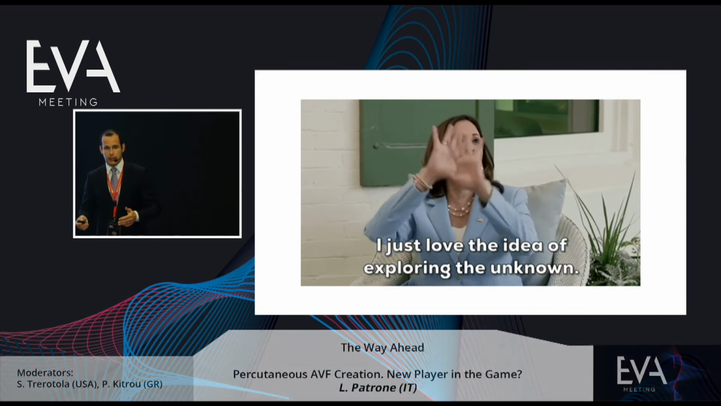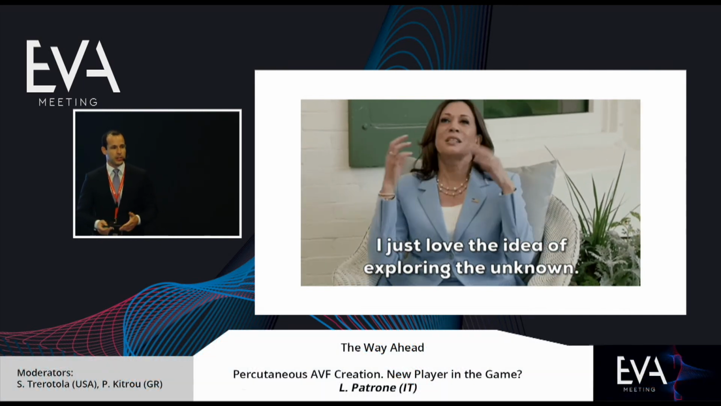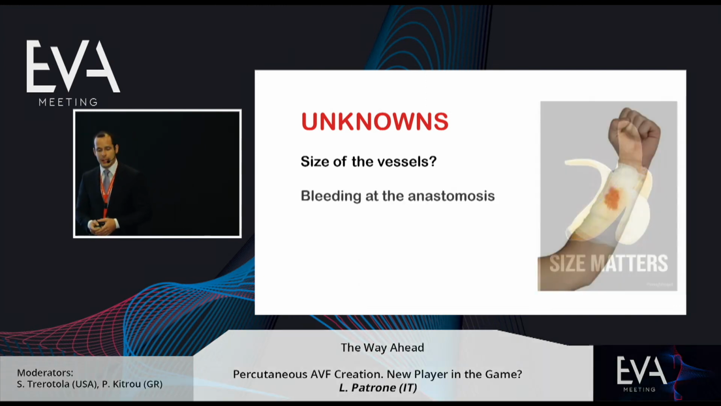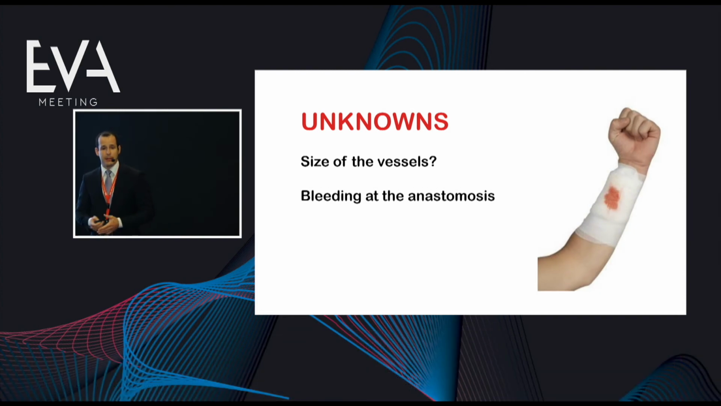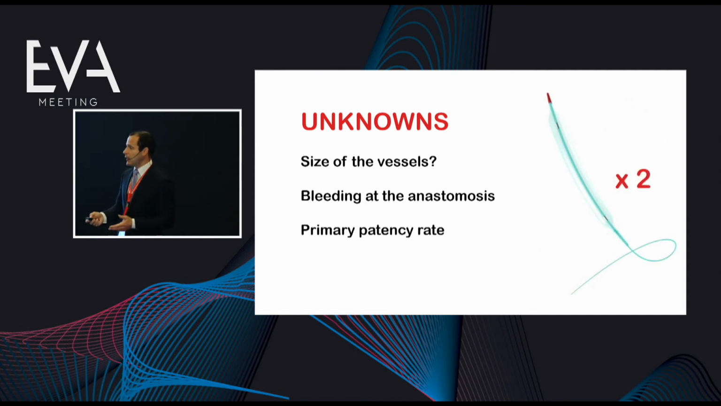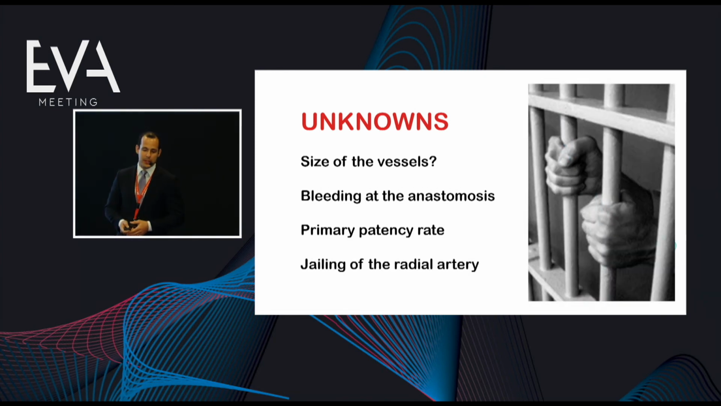Of course, we have many doubts. It's a technology which is at the very beginning. We need to understand if the size of the vessels in the future can limit us in some way. If there's any bleeding at the level of the anastomosis, because we don't know if in a human being there could be hematoma formation. Primary patency rate: do we need to re-intervene soon? What will be the primary patency rate? Hopefully not. Jailing of the radial artery: is this any problem, especially if we use stents?